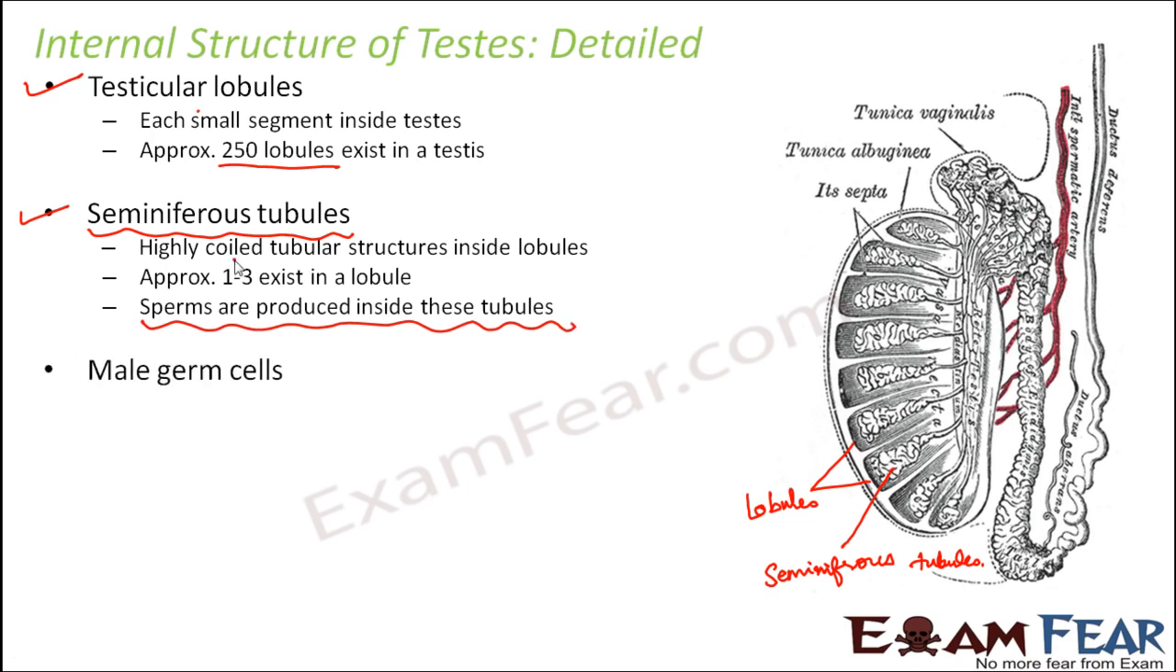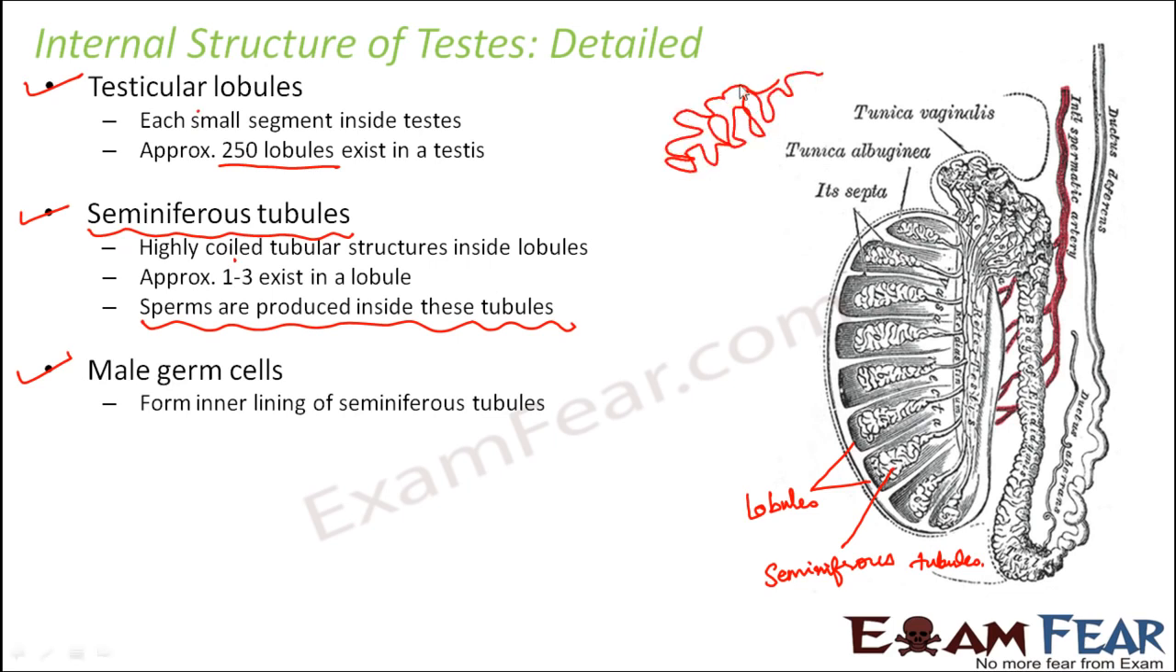Next is the male germ cells. Now what are the male germ cells? Let us have a look. These are the cells which form the inner lining of the seminiferous tubules. These tubules which you can see here are extremely coiled structures. Inside this tubule, the inner lining is formed by certain cells. There are two types of cells which form the inner lining of the seminiferous tubules. One such cell is the male germ cell. They are present on the inner surface of the seminiferous tubules.